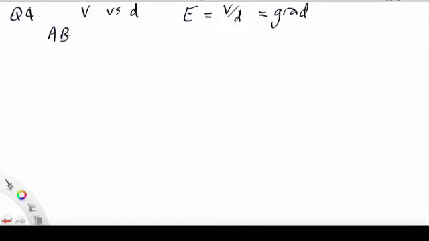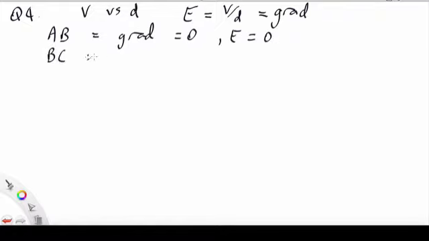So question 4. Now remember that if we have a graph of potential versus distance, then the electric field, that is potential over distance, is going to be the gradient. So for part AB of the line, it's just horizontal, so the gradient is going to be 0. So electric field is 0 there.